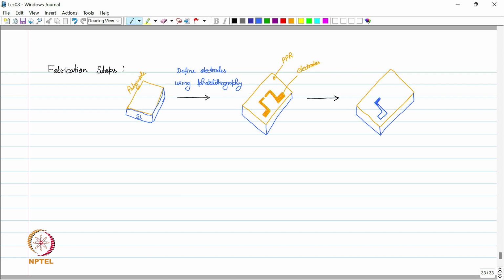So now these electrodes we have sputtered the copper to make them electrically conductive. This is the first electrode and this is the second electrode. So this is the step where we sputter copper. This is followed by the lift off process.